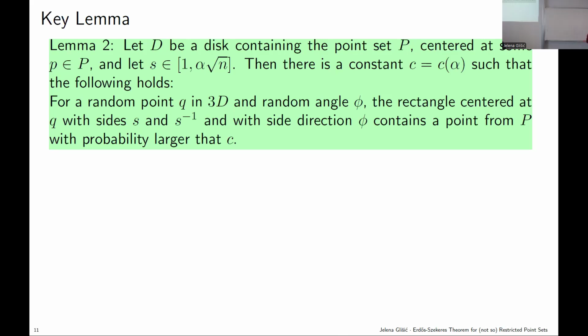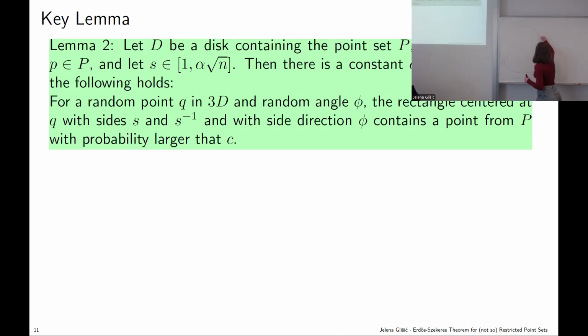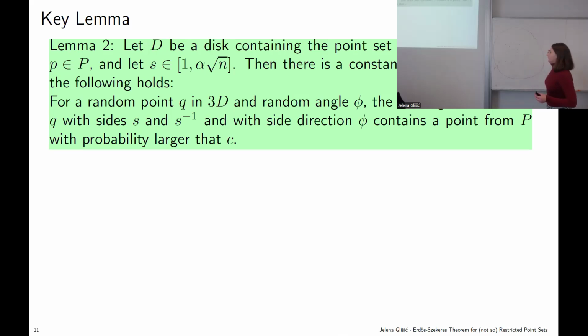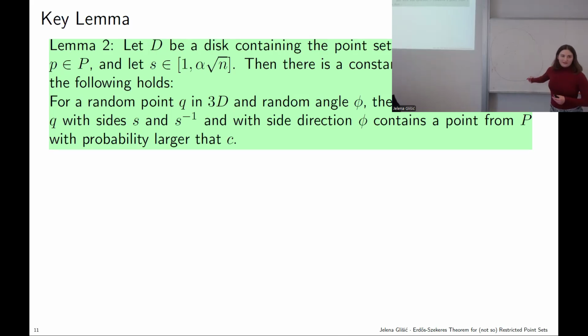But now I want to go to the actual probabilistic argument. And the key lemma, which looks not so pretty, but the main idea is that I have my point set, points, whatever they look like, and they're contained in some circle of radius depending on my alpha, so roughly alpha square root of n.